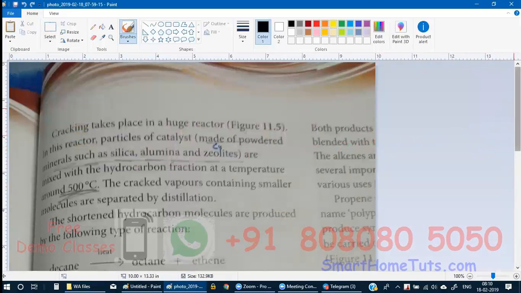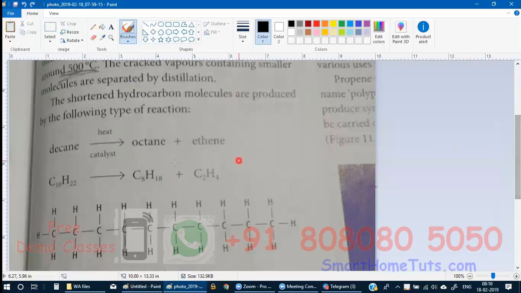From this cracking, sir, is it compulsory that decane will form octane and ethane? Not necessary. It can be any other combination also. But there has to be something specific to produce this, right? No, you don't have to learn that. It depends upon conditions, what pressure, what temperature, what catalyst. Even mixtures will be formed in this case, which you can separate out by fractional distillation.